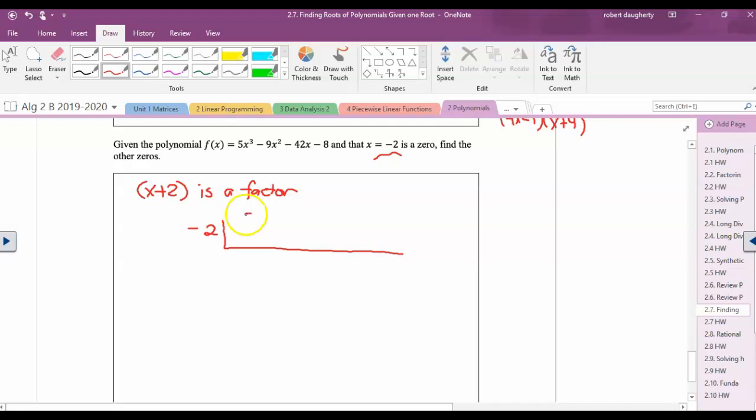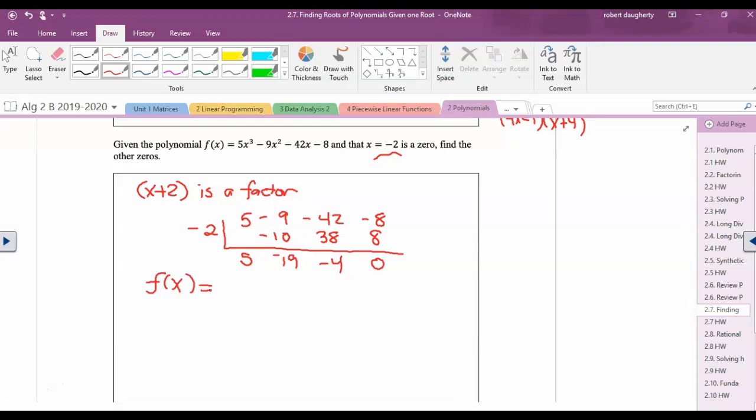And so let's just see, I've got 5, negative 9, negative 42, negative 8. So you bring down the 5, you multiply to get negative 10, add to get negative 19, multiply to get 38, add to get negative 4, multiply to get 8, and you get a 0. So this tells me that f of x is what? What are the two factors I know? X plus 2, that one was given, so really don't want to miss that one, okay? And what's the other one?